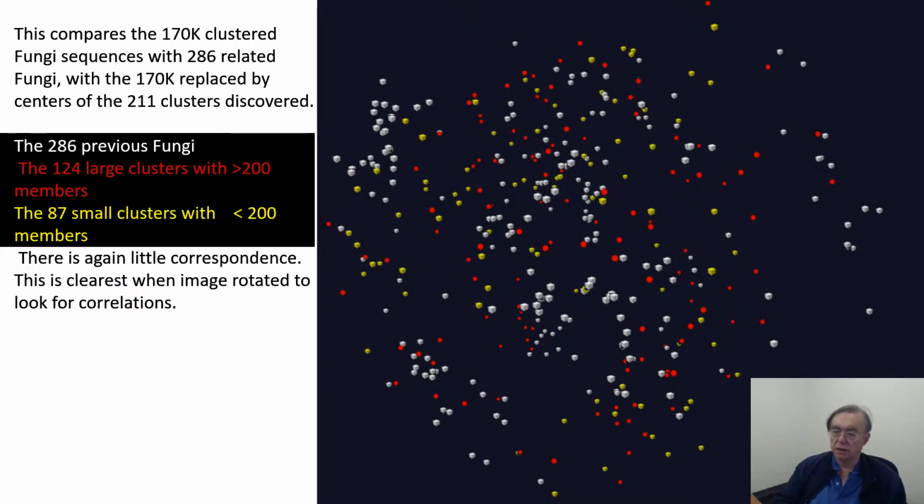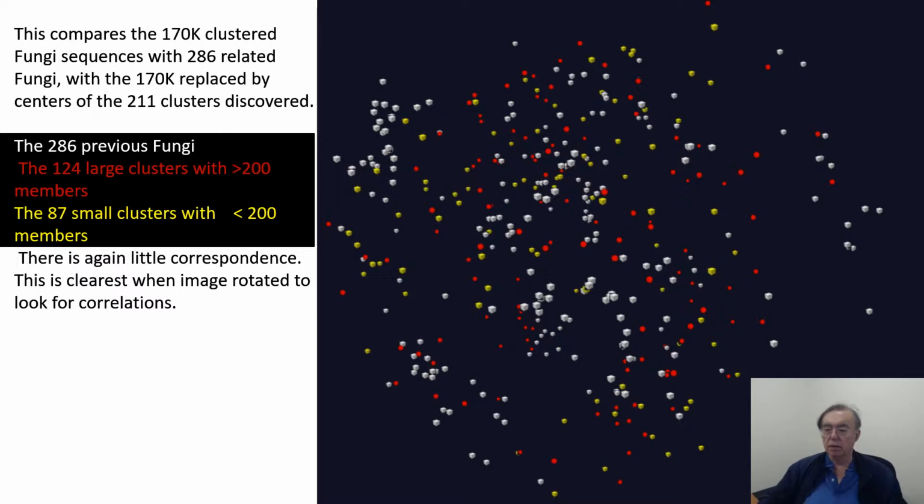And this is shown again here, where we actually replace those clusters, which are sets of sequences, by their center, and then we plot those centers. We distinguish superclusters, well determined. We have 211 clusters of the Scottish data. 124 of them are pretty solid, with more than 200 members. 87 are not so solid. They have fewer than 200 members.